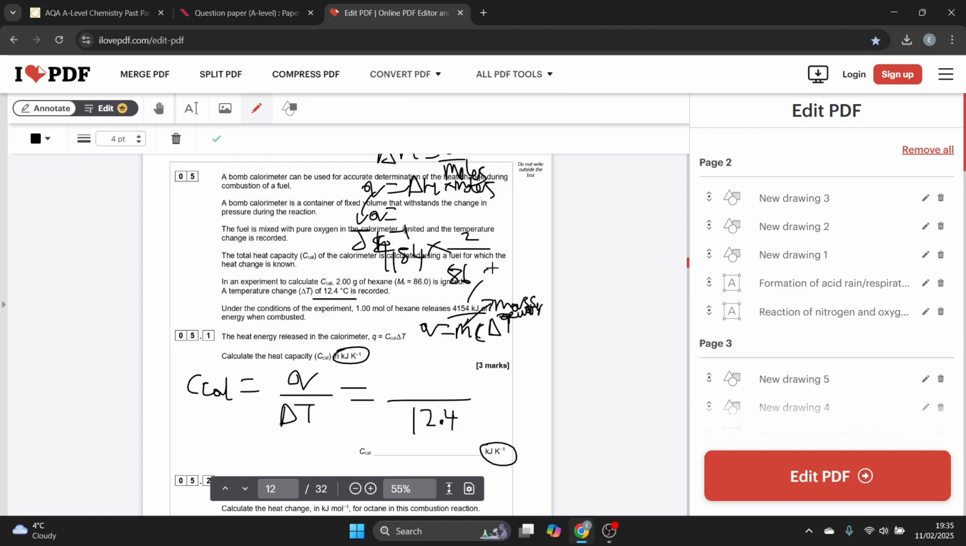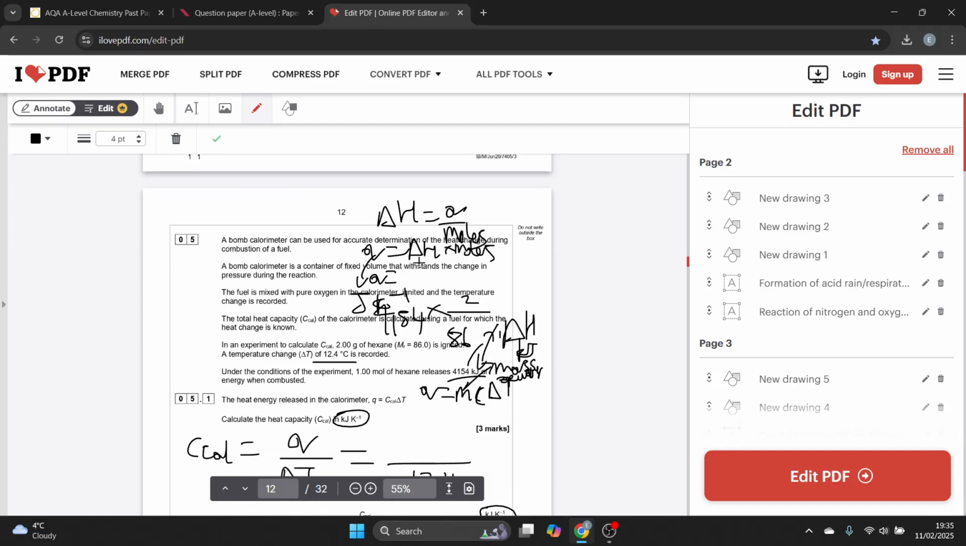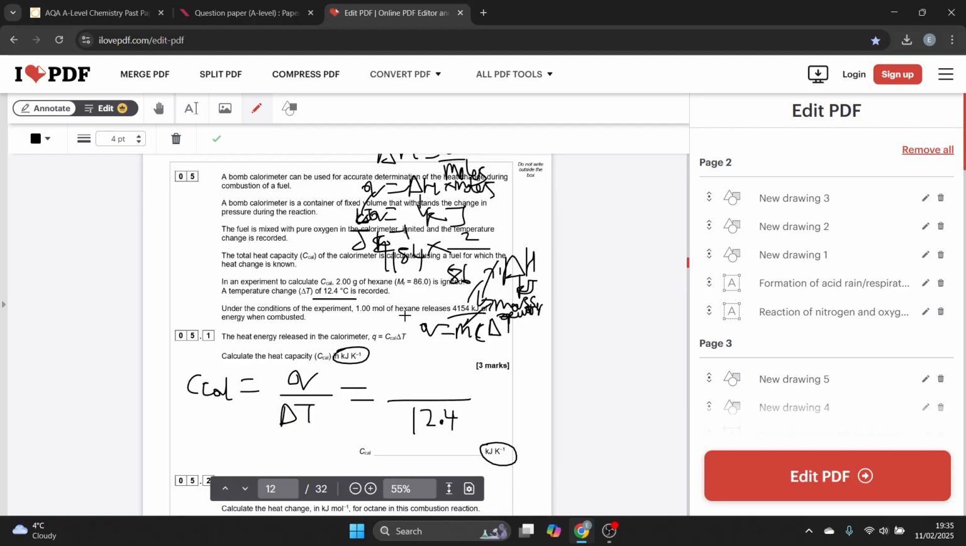delta H, is that right? That's delta H, and delta H is already measured in kilojoules. So I'm using delta H equals Q divided by moles, so Q is delta H times by moles. Delta H is already in kilojoules, so therefore my final answer of Q is going to be in kilojoules already. So it's just going to be 4154 times by 2 divided by 86. It's already in kilojoules. I don't need to convert it or anything.